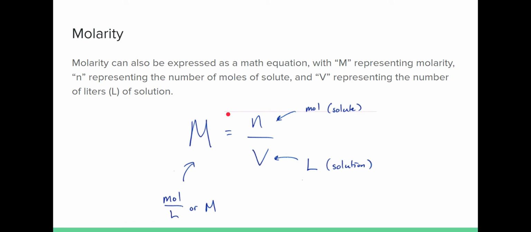Molarity is expressed as a math equation. Capital M represents the concentration of the solution in moles per liter or molar. Lowercase n, just as with the ideal gas law, represents the number of moles, but that's the moles of solute only. And capital V in the denominator represents liters of solution, and that's a very important distinction here. Sometimes we use milliliters to count units of volume, but we need to make sure that the denominator is being expressed in actual liters.